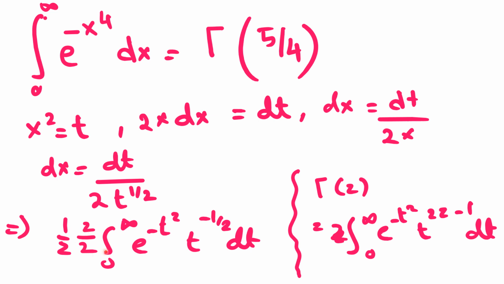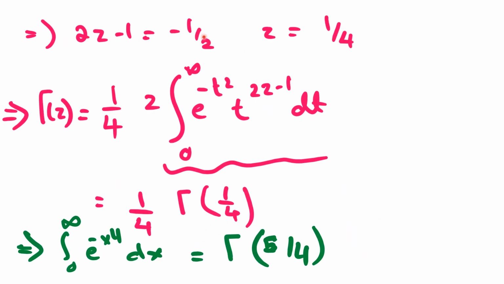So 1 by 2 into 2 by 2, that is 1, integral 0 to infinity e raised to minus t squared, t^(-1/2) dt. But we are aware of a definition that gamma z is equal to 2 times the integral 0 to infinity e raised to minus t squared, t^(2z-1) dt. Now we realize this equation is similar to this equation, and 2z minus 1 is actually minus half. So we can find out z. 2z minus 1 is minus half, so z is equal to 1 by 4.